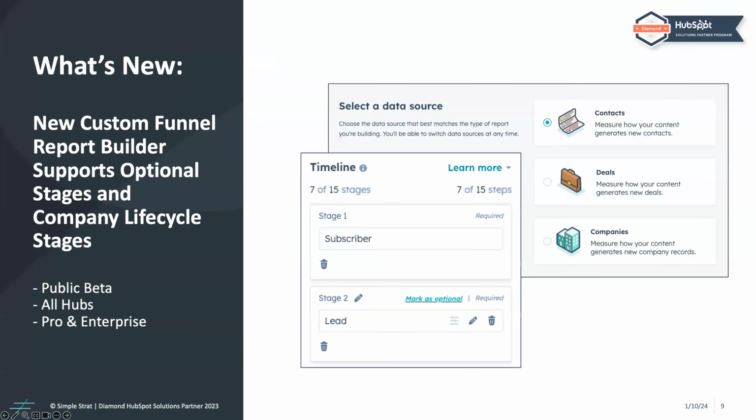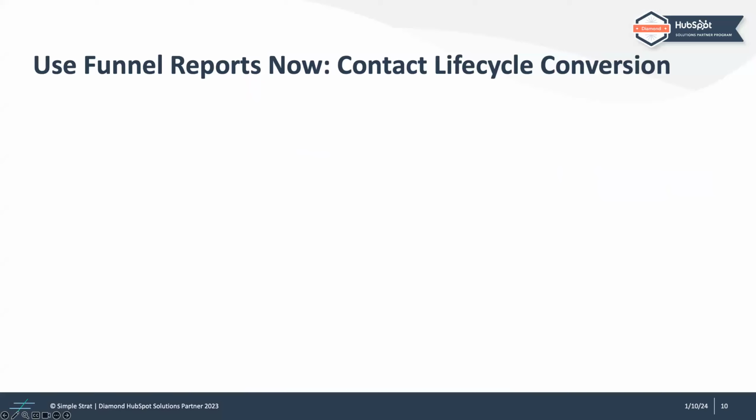So the next update we'll talk about is a new custom funnel report builder that supports optional stages and company lifecycle stages. So this is if you go to create a custom report, you can choose a funnel report as your report type. And the big change here is that you can have optional stages and that you can report on company lifecycle stages. So what that actually looks like and how you can use it is it's a great way to be able to report on contact lifecycle conversion.